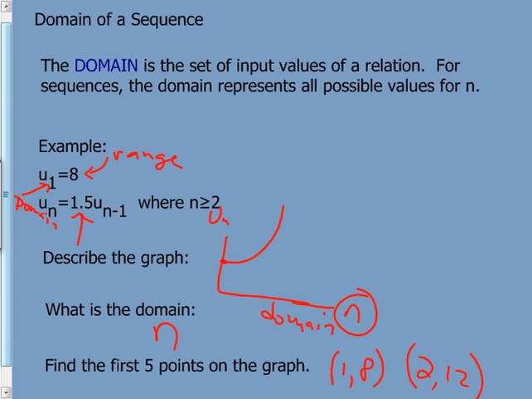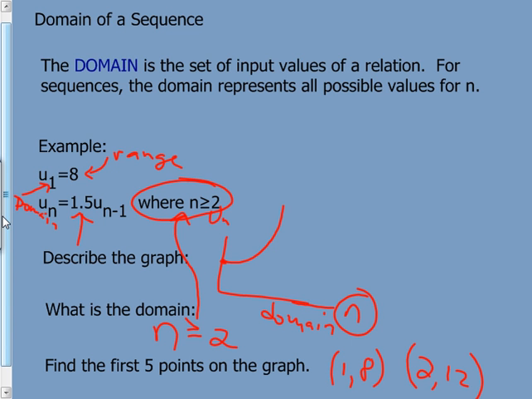Now, the domain of this is n, and do you see how that fits in? So n are the things that are the x's, and do we have any restrictions on the domain? Yes. N has to be greater than or equal to 2. So when they're asking what's the domain, they're not just asking what the things that you put in are called, they are the n's. They're also asking what the restriction on the domain is.